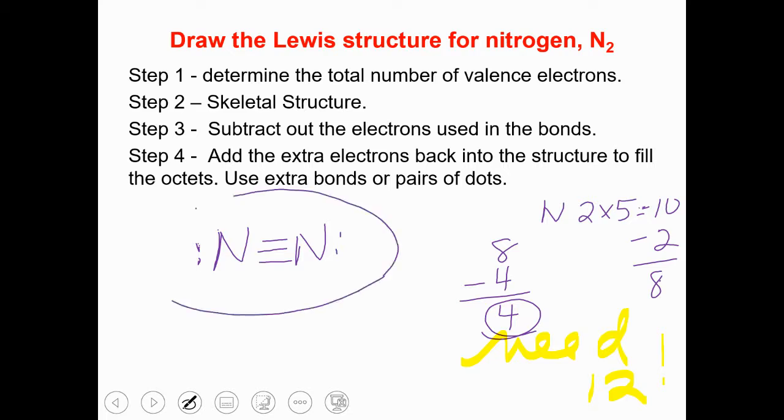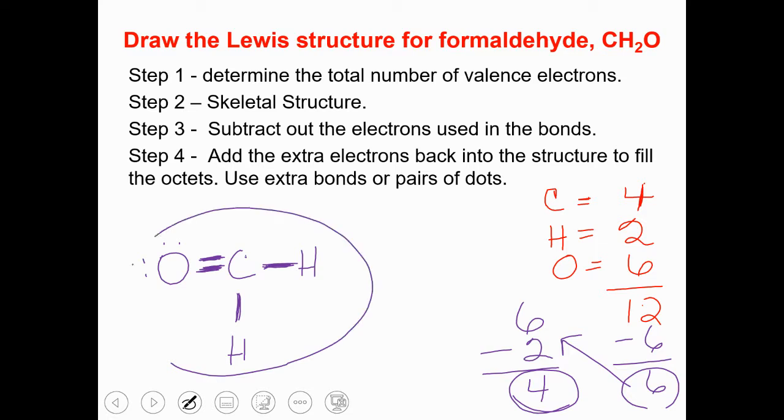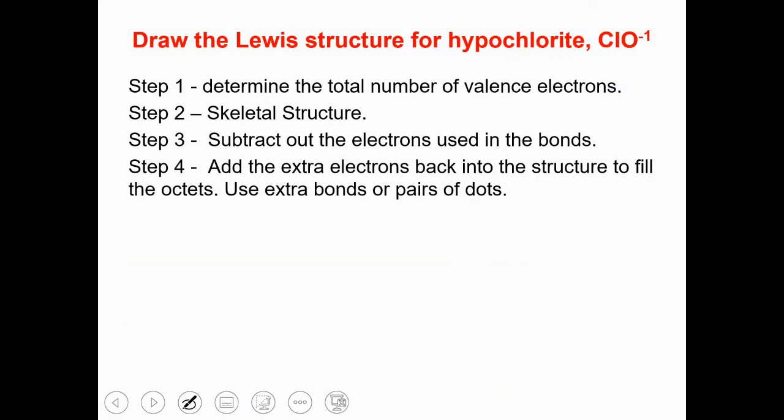When you check it at the end, you want to look at them and say, does every element have 8 valence electrons? Or back here, does the carbon have 8? Yes. Does the oxygen have 8? Yes. Do each of the hydrogens have 2? Yes. And if you can answer yes to all those questions, you know that you have a viable structure for that particular molecule. Okay. Now, here is a polyatomic ion.